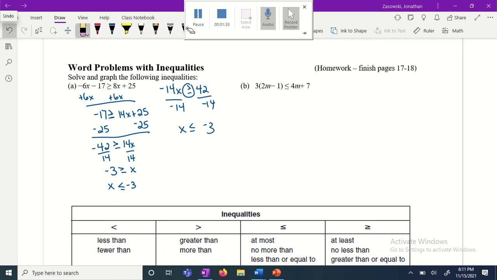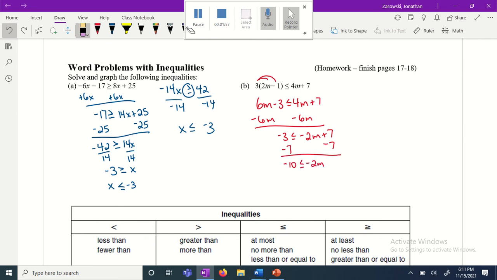Once again, for the second one, we're going to make sure we distribute through here. So 6m minus 3 is less than or equal to 4m plus 7. I intentionally got this one to have a negative m, so we can go over that, flip the inequality again. So I'm going to subtract 6m from both sides, and then I'm going to move the 7 back. Divide out by negative 2, and end up with an answer of m is less than or equal to 5. So either 5 is greater than or equal to m, or m is less than or equal to 5 for your final answer on that one.